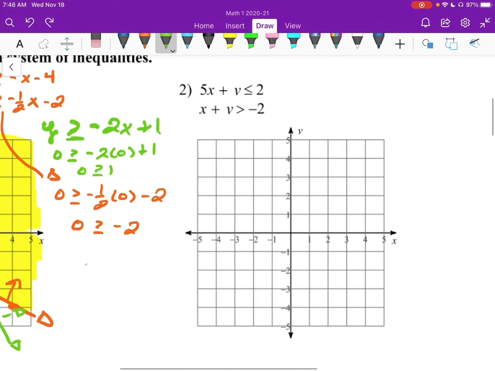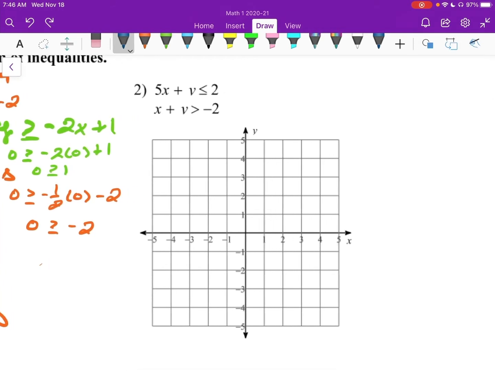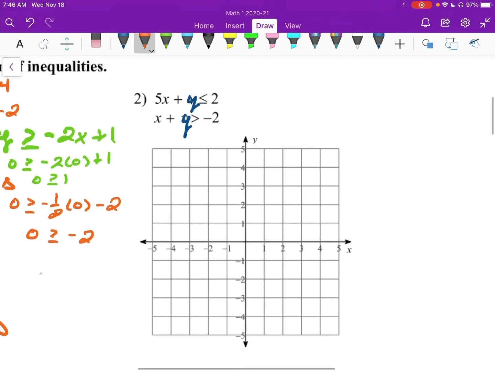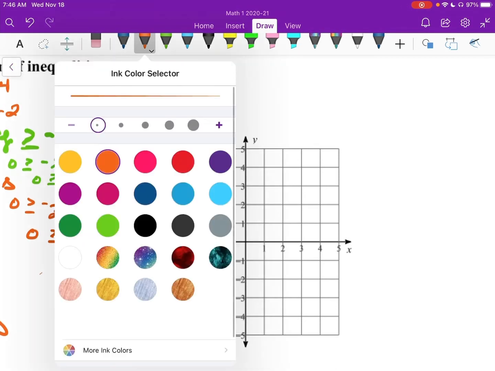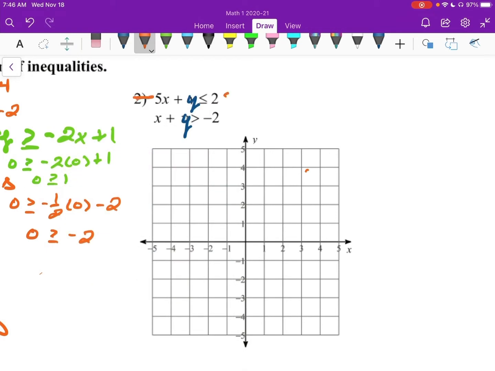All right, number 2. Again, I'm going to have to put in these little y's there. So if I were to solve both of these for y, the top one, I'll make it orange. Let me change this back to normal. Orange, that's going to be y is less than or equal to negative 5x plus 2. What I did there is I took this 5x and I put it on the other side. I subtracted 5x from both sides.